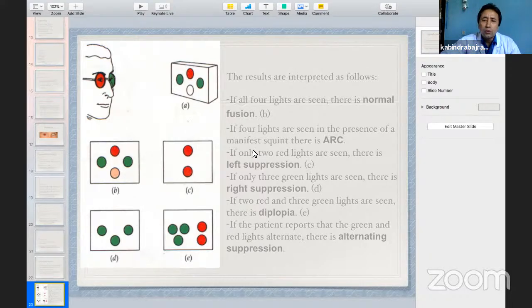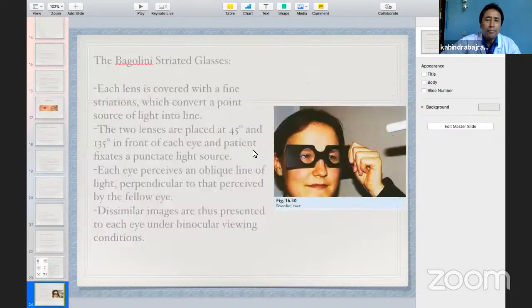But if only 2 red lights are seen, then the left eye is suppressed. If 3 green lights are seen, the right eye is suppressed. If 2 red and 3 green lights are seen, then the patient is having diplopia. And if the patient reports green and red lights alternate, then there is alternate suppression.